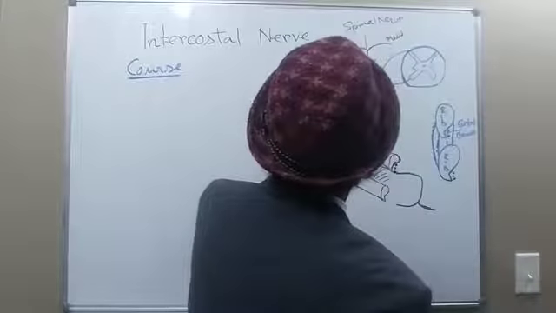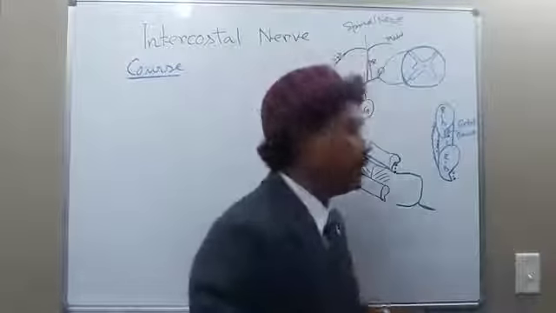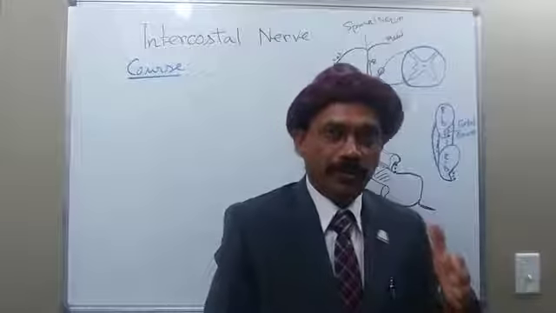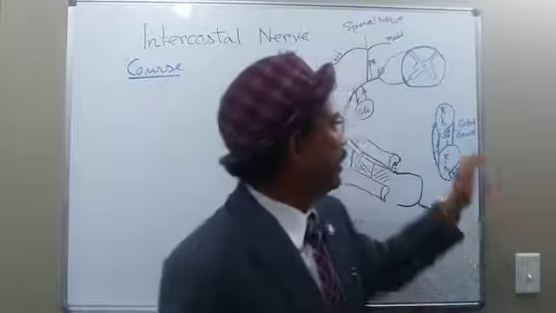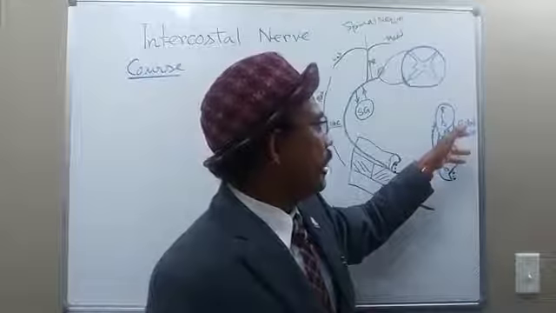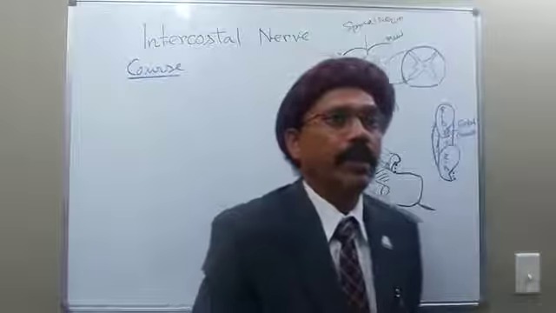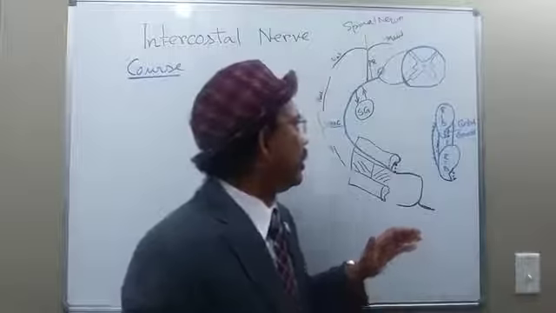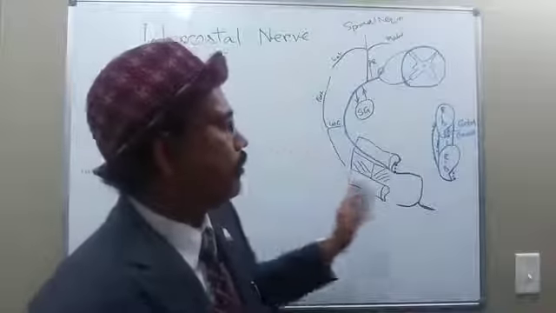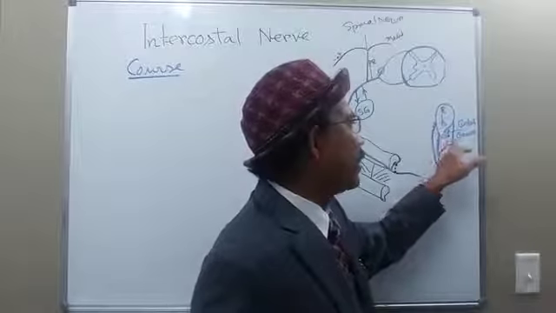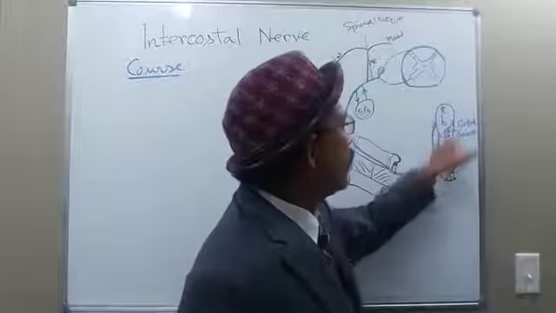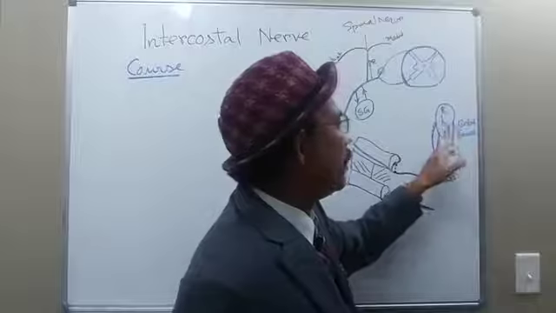Initially the intercostal nerve passes behind the intercostal vessels. Then it goes below in the costal groove area. It is in between two layers of muscle, the internal intercostal and the innermost intercostal. So the neurovascular bundle is between two layers of muscle.